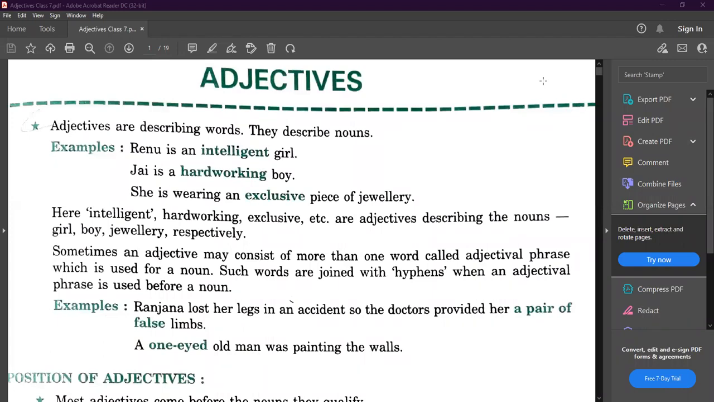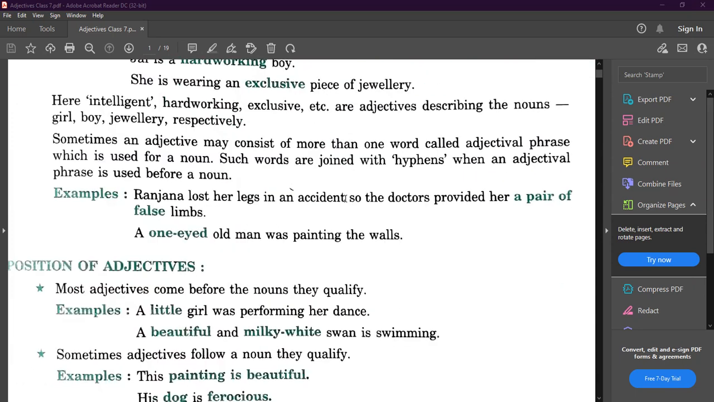Today we are going to start with your chapter, Adjectives. What is an adjective? Can you tell me, anyone, Navya? Simple adjectives are the words which describe a noun. Yes, they describe nouns. Adjectives are describing words. Like Renu is an intelligent girl. So the word intelligent is an adjective, right?